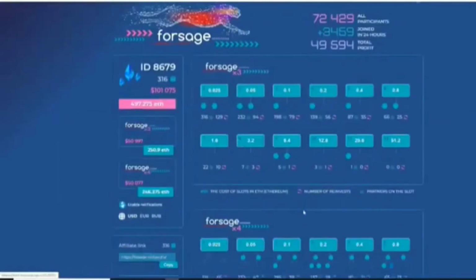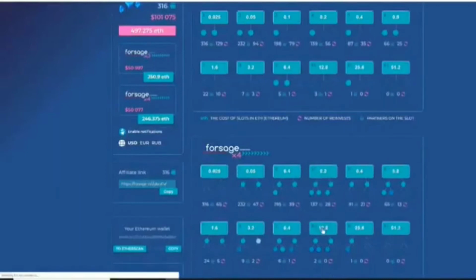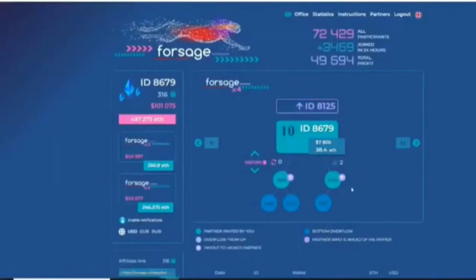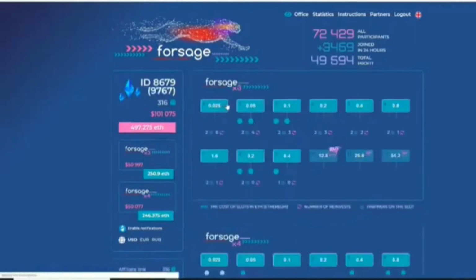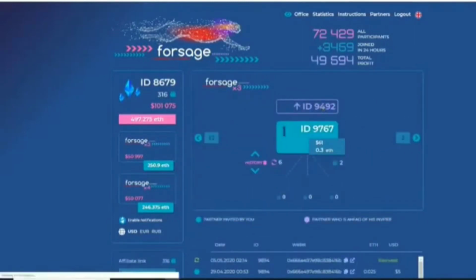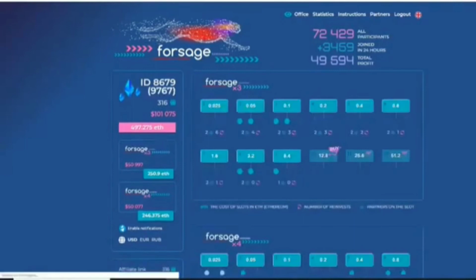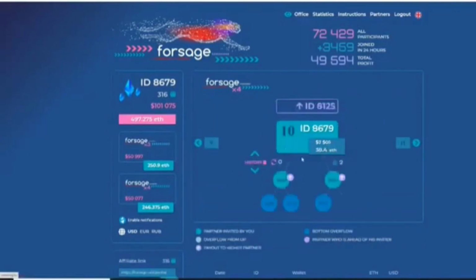You can follow the trail how it happened, because when you receive a spillover, like let's take a look at this one, for example, you can see that this guy 9767 is a spillover over here, okay, because it's not coming directly by 8679. It's actually somebody else who has referred, okay, and if I click here, you'll see that this is ID number 9492 that has referred, but ID 9492 has about the slot, okay, this slot, the 10 slot, okay.